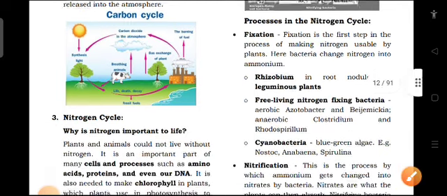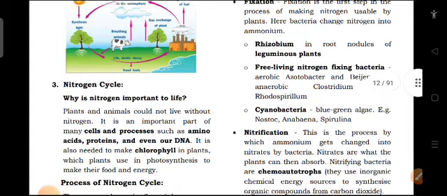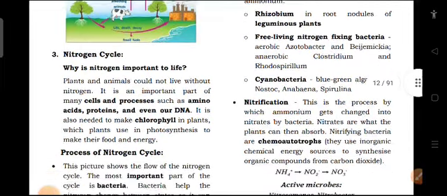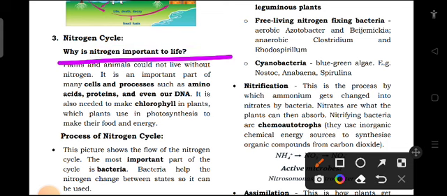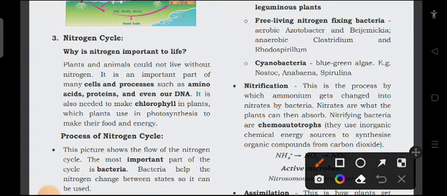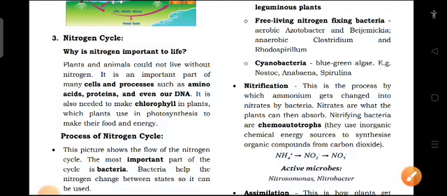Now let's begin with the next cycle, which is the nitrogen cycle. So what is this nitrogen cycle? Why is nitrogen important to life? Plants and animals could not live without nitrogen. It is an important part of many cells and processes such as amino acids, protein, and even our DNA. It is also needed to make chlorophyll in plants, which plants use in photosynthesis to make their food and energy.